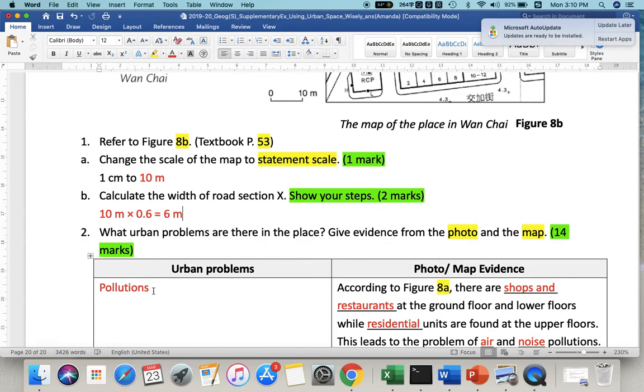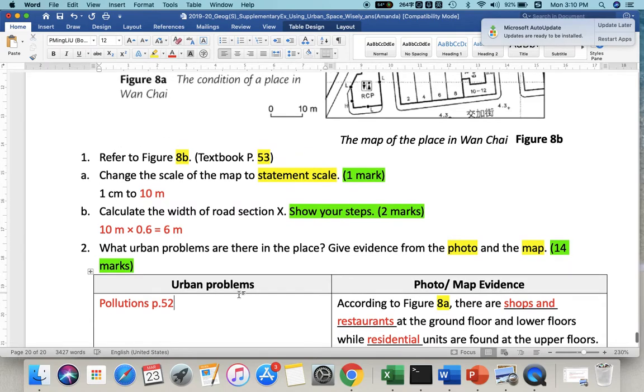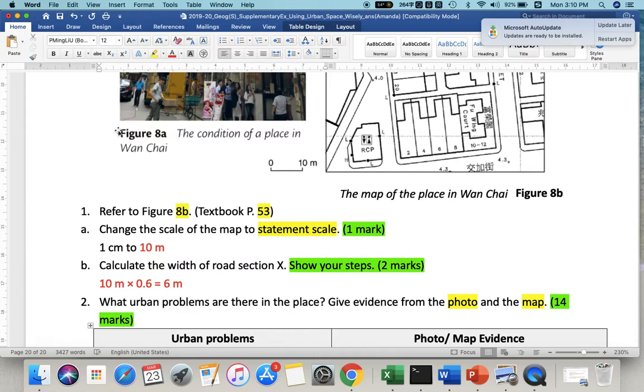Okay, wait. Let me turn on the textbook on page 52. Okay, page 52. Right? So let's see any other problems. So after seeing the figure 8a, let's move to 8b.